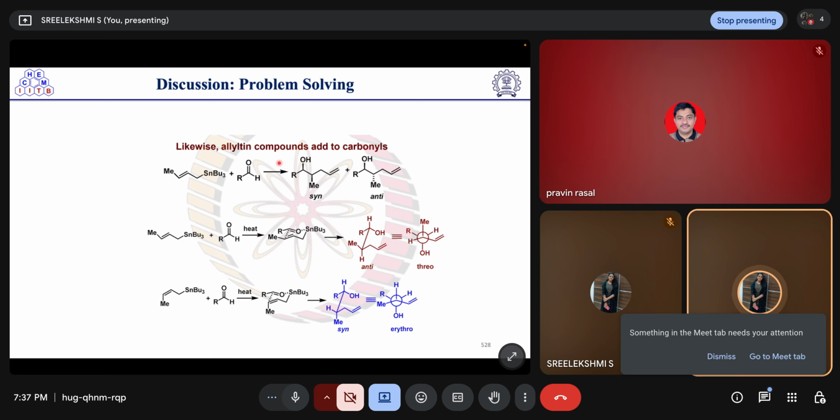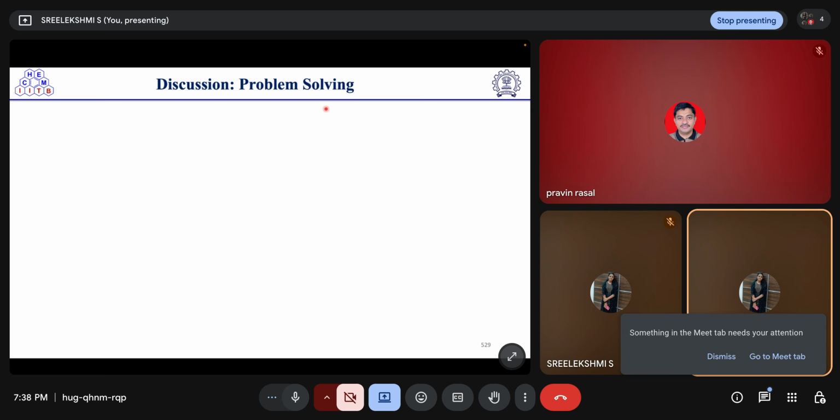Similarly, as we said, allyl tin compounds also add to carbonyls, which will go through this chair-like transition state, which can give either the syn product or the anti product, and this usually takes place under heating conditions.